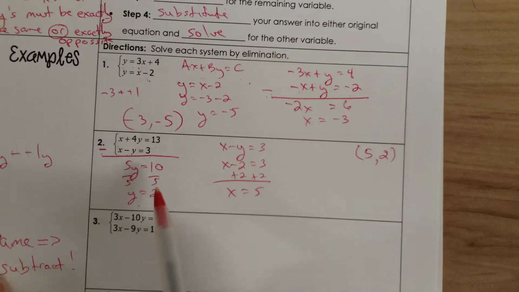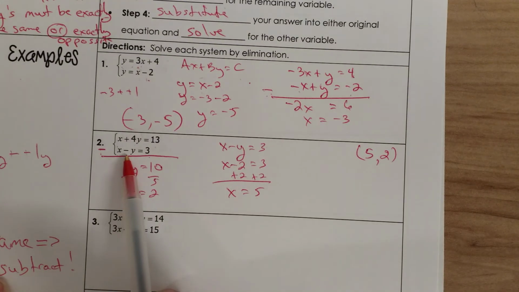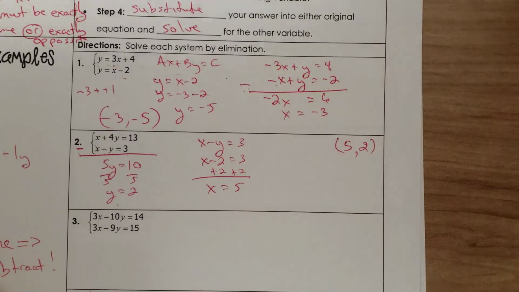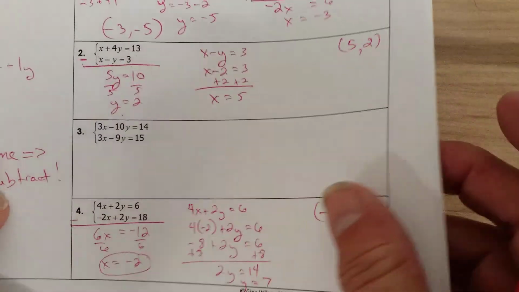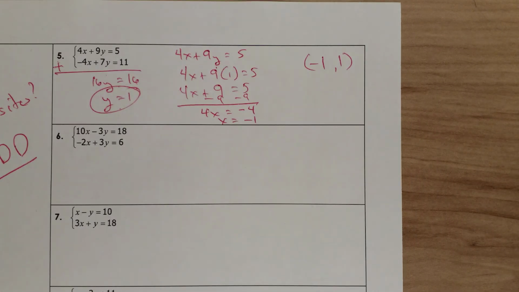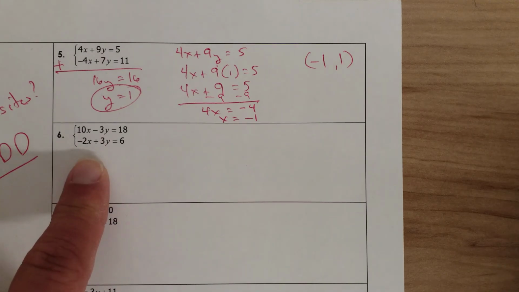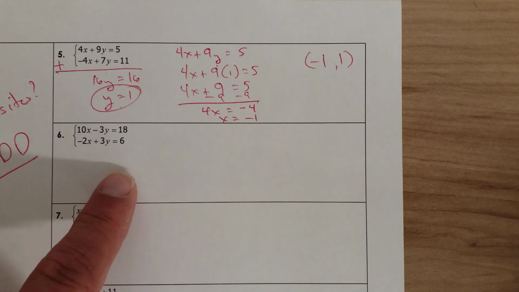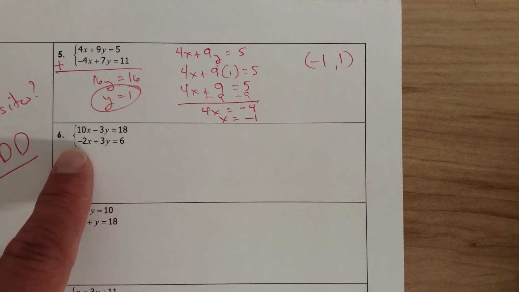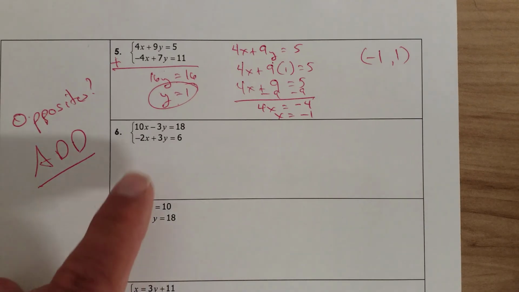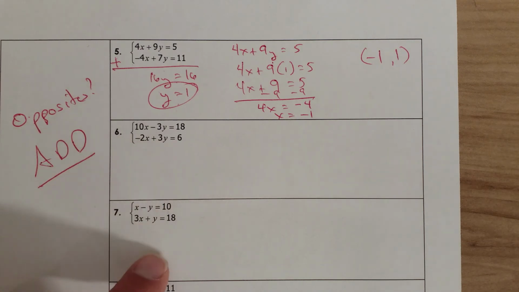So most of the time, if you're using elimination, they'll be lined up for you. Like question 2 we did, like question 4, like question 5. Look at number 6. We're not going to work it, but would you add or subtract these? Well, the 10 and negative 2, they're not the same and they're not opposites. But this negative 3 and positive 3 are opposites. So if they're opposites, we would add these two equations.